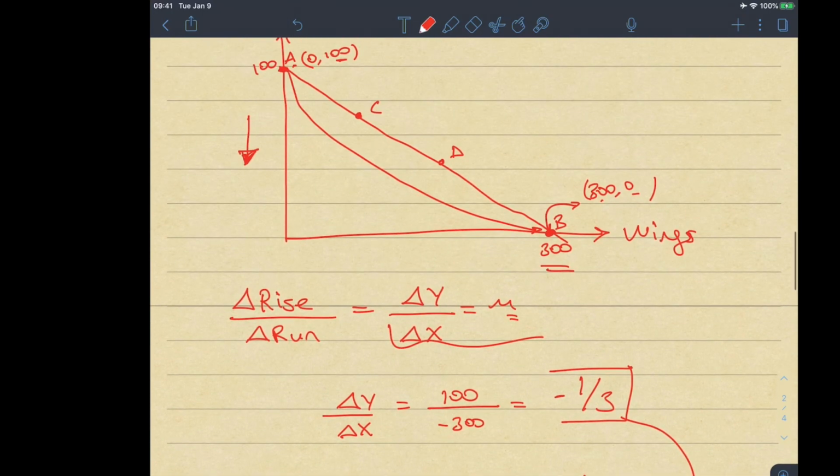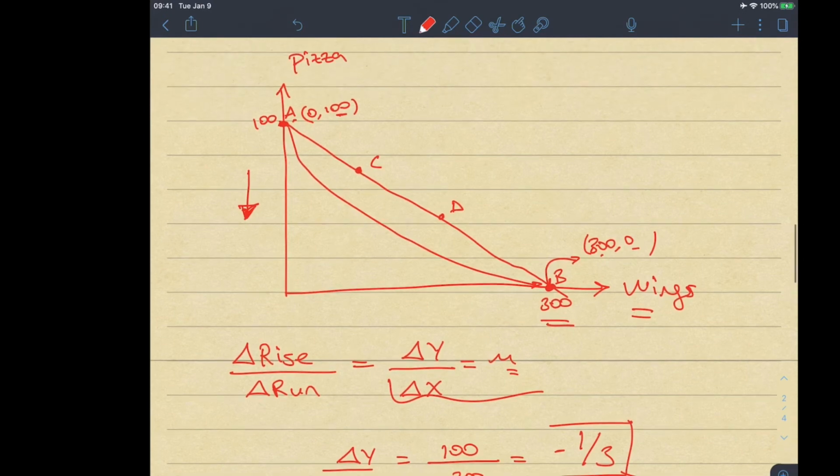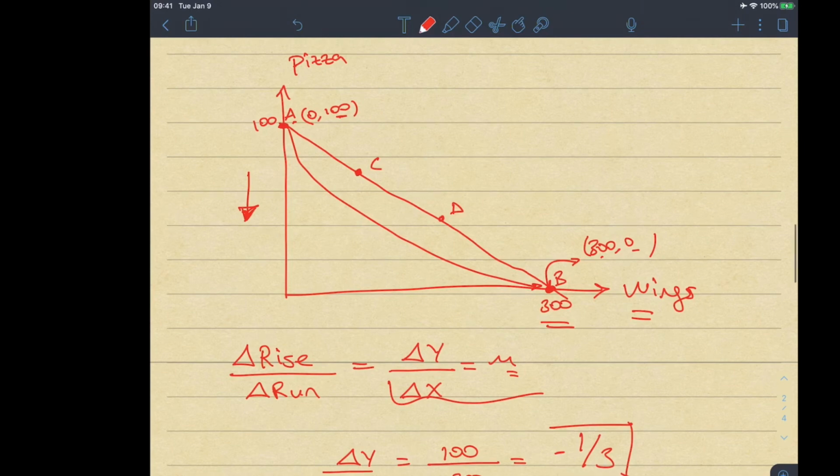So since the slope of this line is constant, the opportunity cost of producing more wings is going to be always constant. It doesn't matter if we move from point A to point B. We can move from point A to C. Still, the opportunity cost of producing more wings will be 1 over 3 pizza. If we move from point C to D, again, the opportunity cost of producing more wings will be 1 over 3. Same thing applies when we move from point D to B.